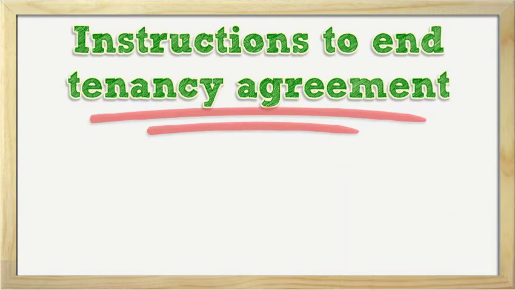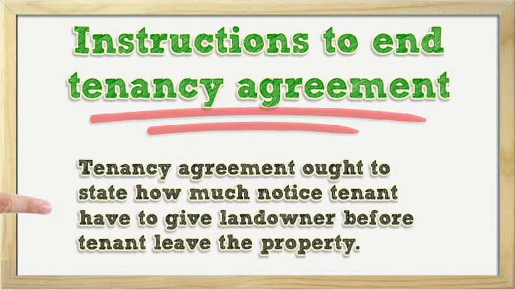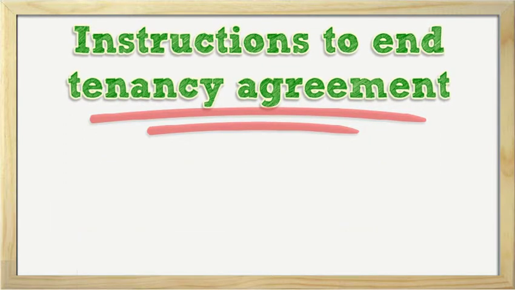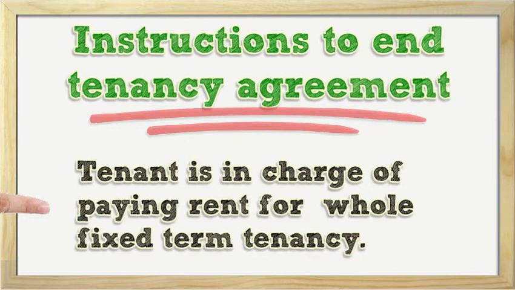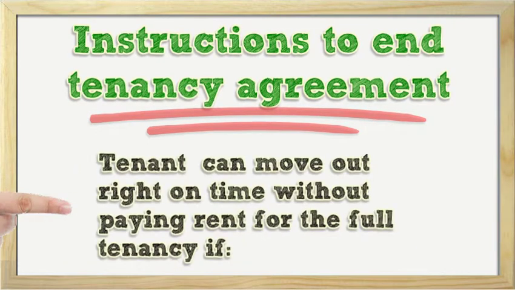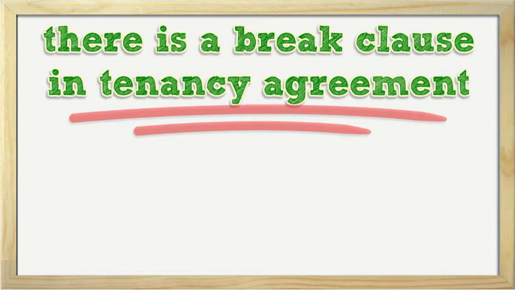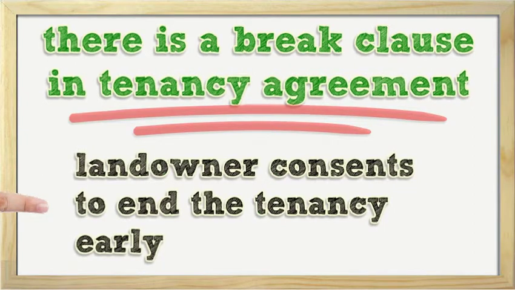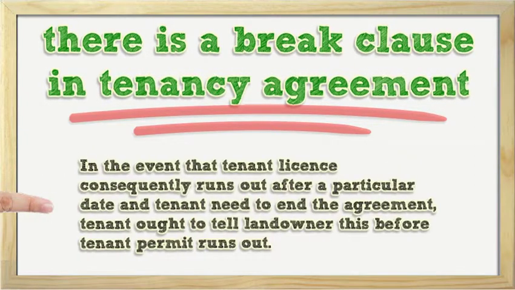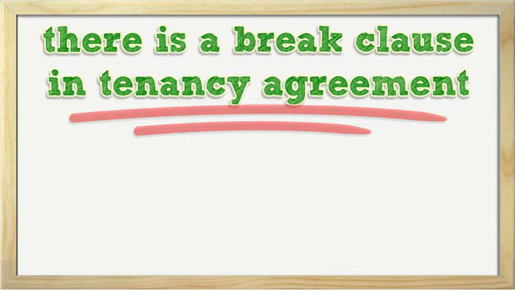How to end a tenancy agreement. The tenancy agreement should state how much notice the tenant has to give the landowner before the tenant leaves the property. The tenant is in charge of paying rent for the whole fixed-term tenancy. The tenant can move out early without paying rent for the full tenancy if there is a break clause in the tenancy agreement, or if the landowner agrees to end the tenancy early. If the tenant license automatically runs out after a particular date and the tenant wants to end the agreement, the tenant should tell the landowner this before the license runs out.